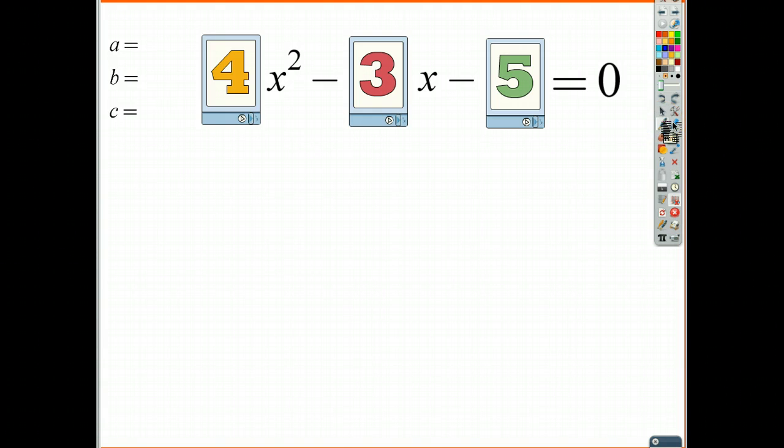Now, what we're going to do is identify a, b, and c here. So first, a is going to be positive 4. b, I've got negative 3. And then c, I've got negative 5.